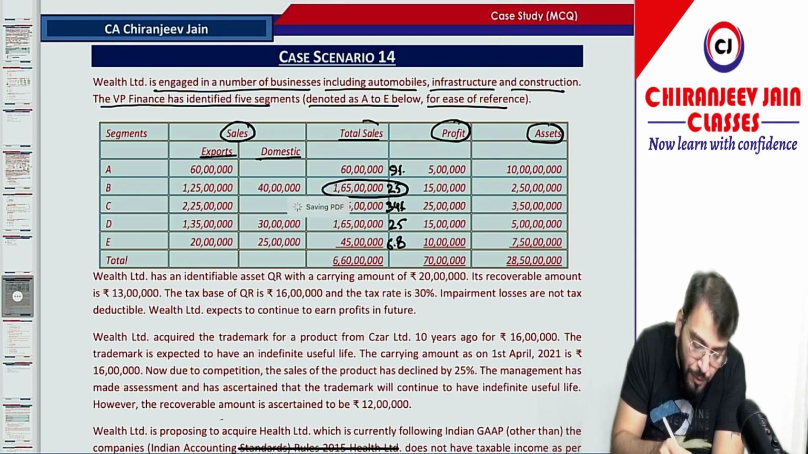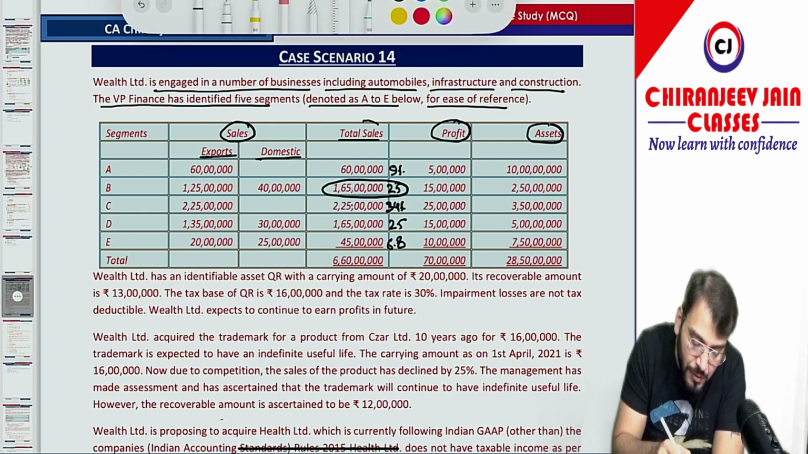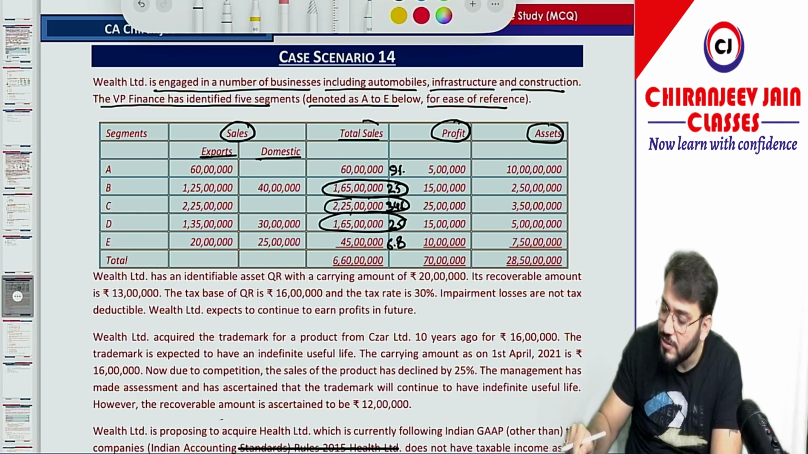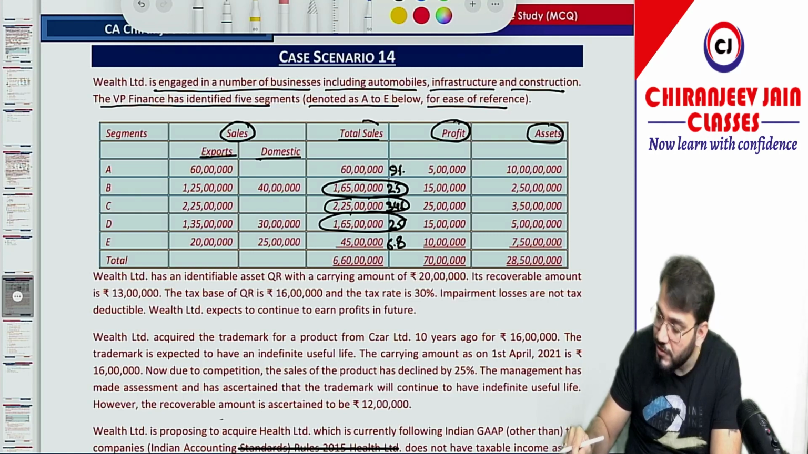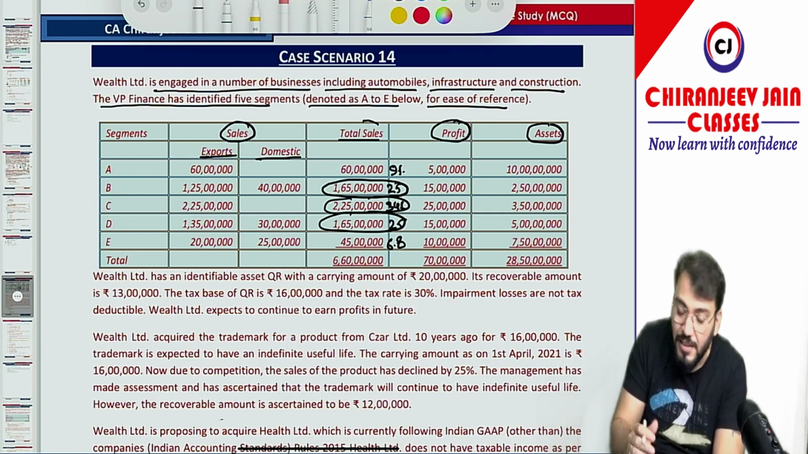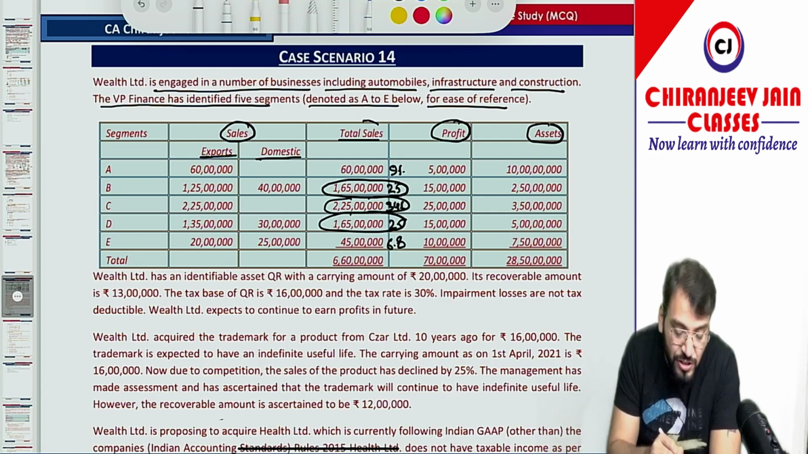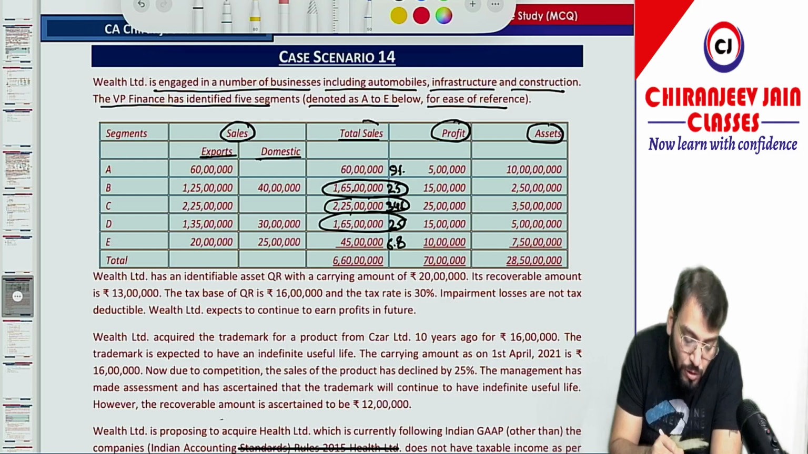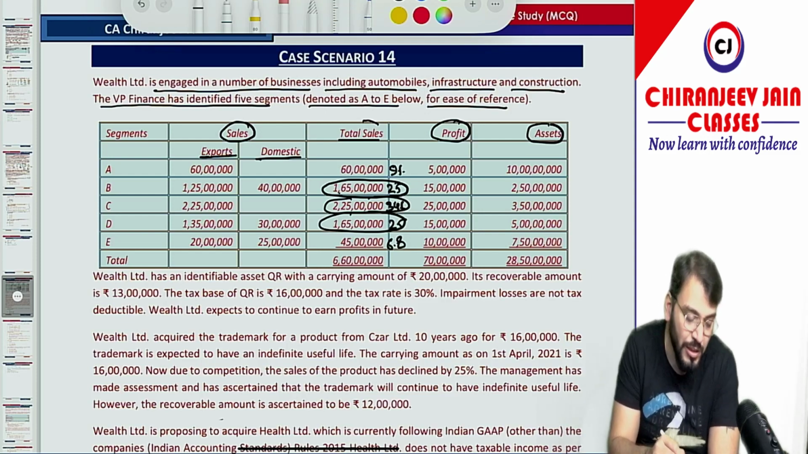So you can see this will be reportable, this will be reportable and this will be reportable. Or what you can do, 6,60,000 means 66 lakh they have given. You can find out 10% of it, so any segment which is more than 66 lakh will be reportable. So you can see B, C, D will be reportable, or you can do it in this way.